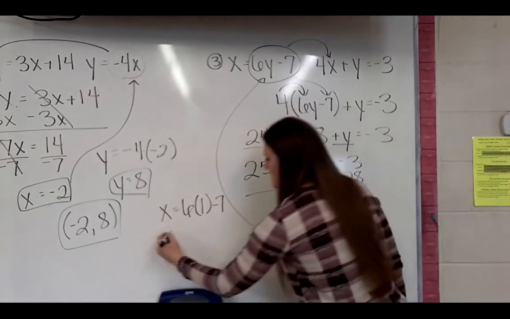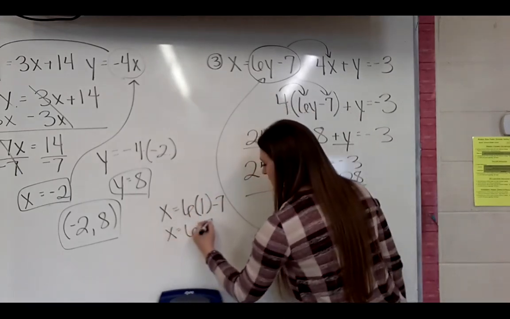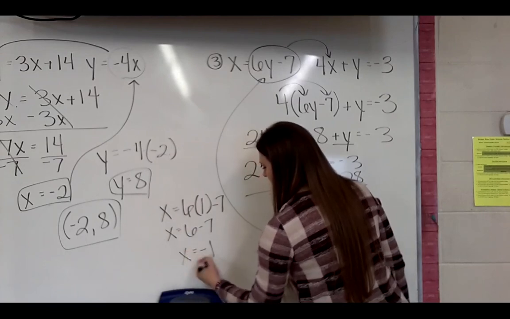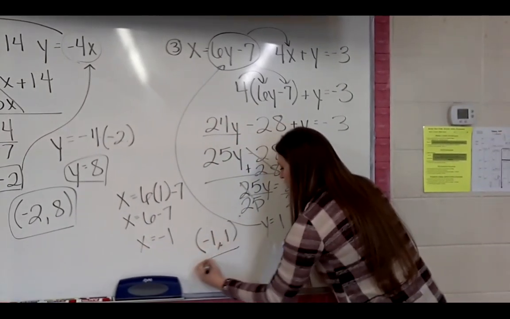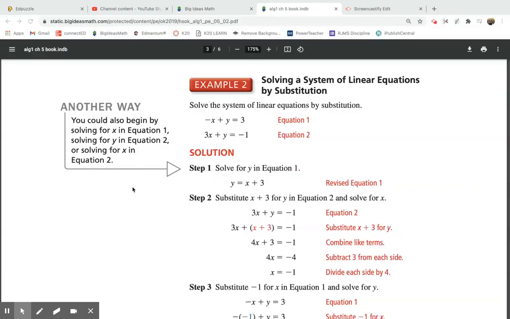6 times 1 is 6. 6 minus 7 is -1. So our solution on this one is the point (-1, 1). Okay, example 2, we're doing the same thing.